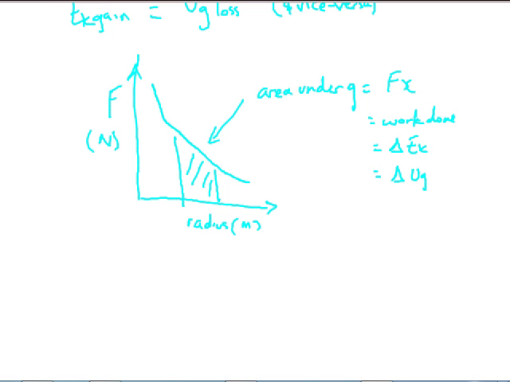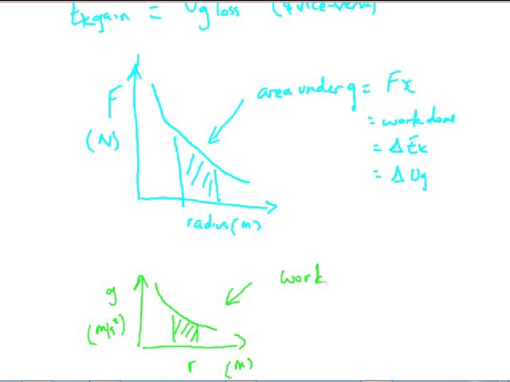The variation of that is where they'll give you g, and they'll give you the radius in metres. This would be in metres per second squared. The graph looks identical and you still do the same thing, but what that gives you is the work per kilogram. So you have to multiply that by the mass in order to convert that into a work graph.